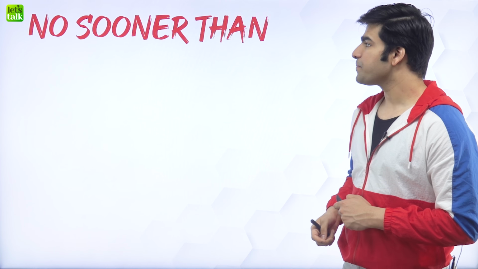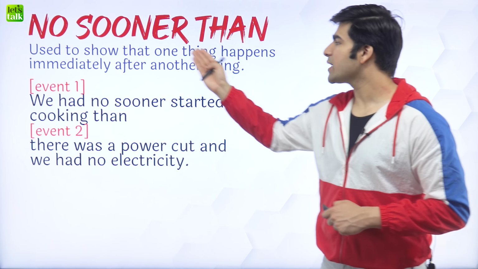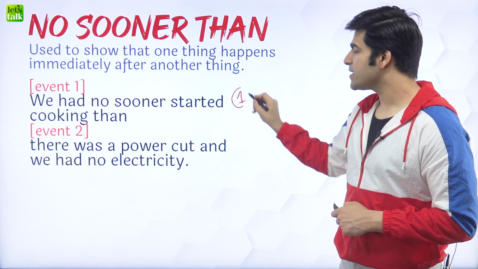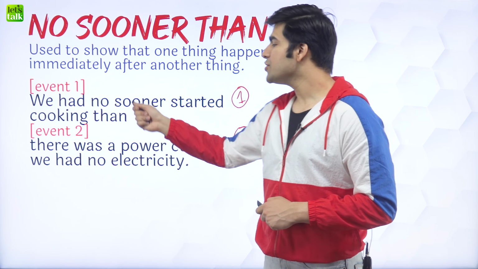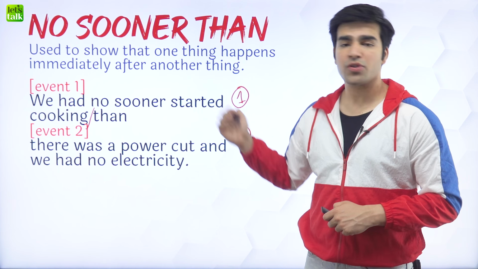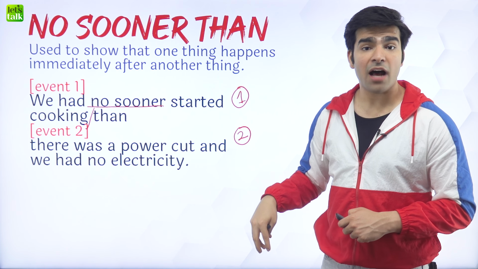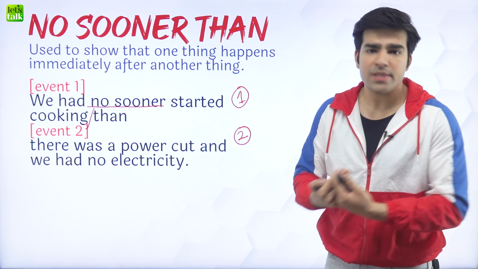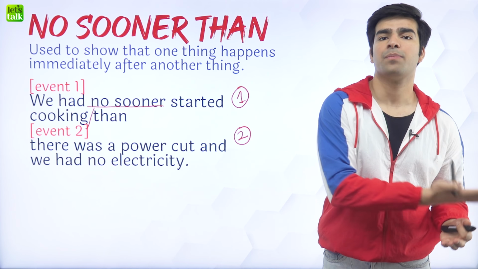The next phrase is no sooner than. It has a very interesting meaning. It is used to show that one thing happens immediately after another thing. This is condition 1, event 1, and this is event 2, as I have mentioned here already. Let's read it. We had no sooner started cooking than, so the first action is, we had no sooner started cooking. The phrase is no sooner. This is the first condition. What happened immediately after that when I started cooking? There was a power cut and we had no electricity. I was in the kitchen, I was cooking food, and no sooner had I started, there was a power cut.